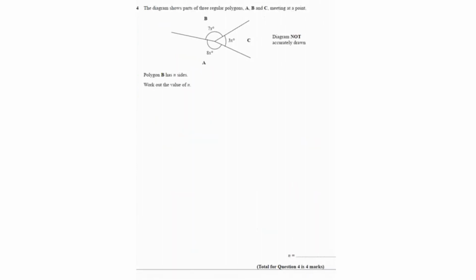Now, this question is very similar to the first question that we did. It says the diagram shows parts of three regular polygons A, B, and C meeting at a point. Polygon B has n sides. Work out the value of n. In that one, if you remember, they had given us exact values for the angles. Over here, it's 7x, 8x, and 3x. Since it's angles around a point, we know that angles around a point add up to 360. So 360 equals 7x plus 8x plus 3x, which is 18x. Then we do 360 divided by 18, and that is going to give us 20.